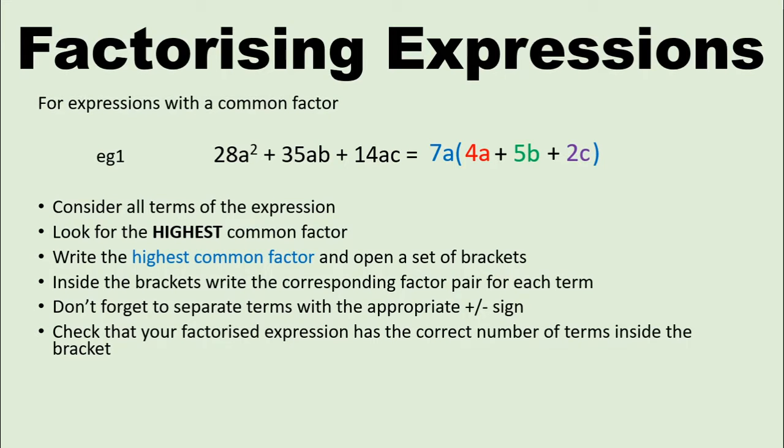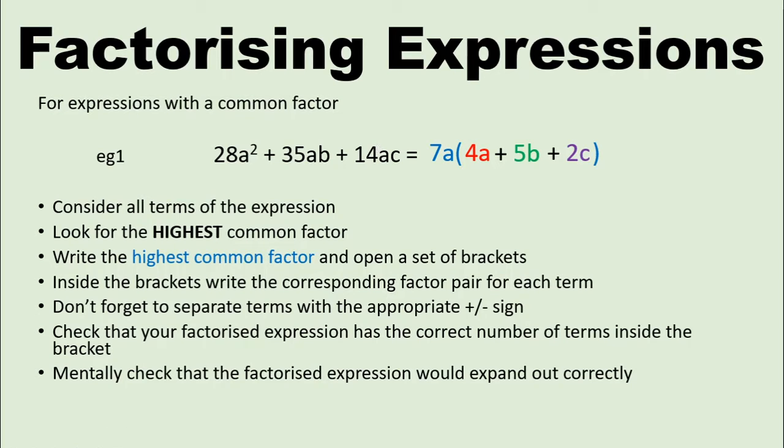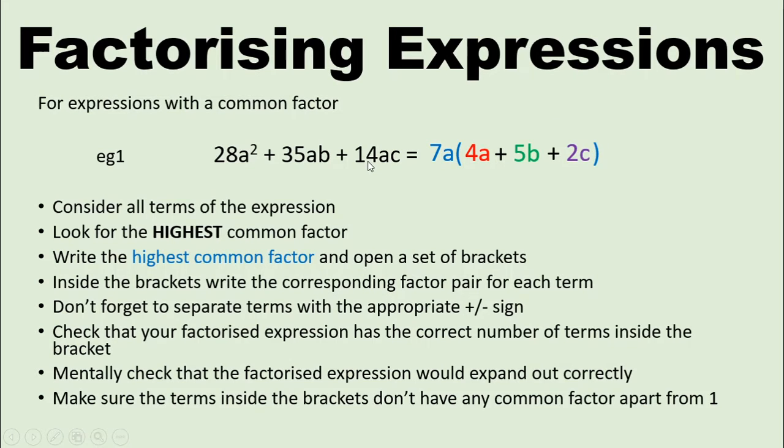See that it's got the same number of terms inside the brackets as the original expression had. Also check that if you expanded out this bracket, you would end up with the same expression as we began with: 7A times 4A, 7A times 5B, 7A times 2C. And make sure that the terms inside the bracket don't have any other common factors apart from 1. If there's still a common factor inside that bracket, we won't have factorized fully.